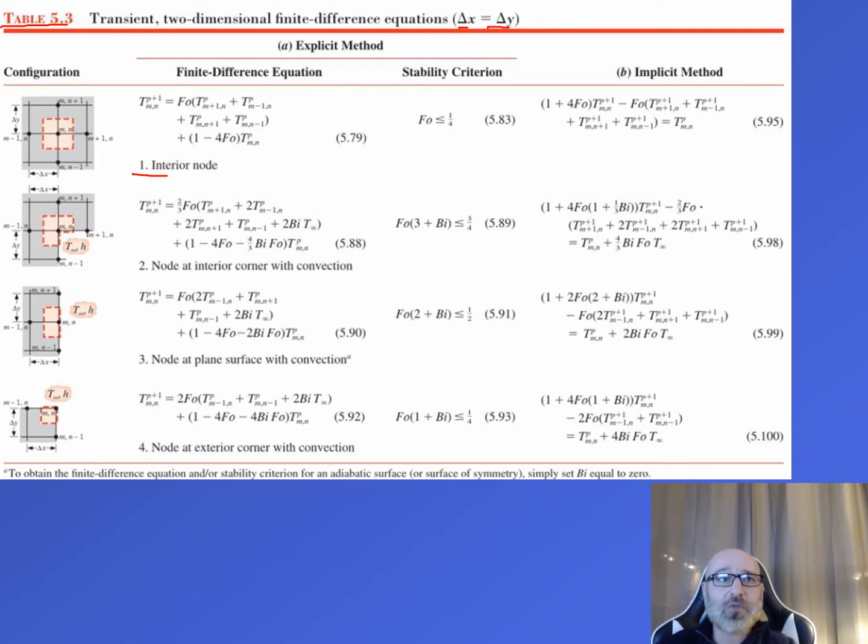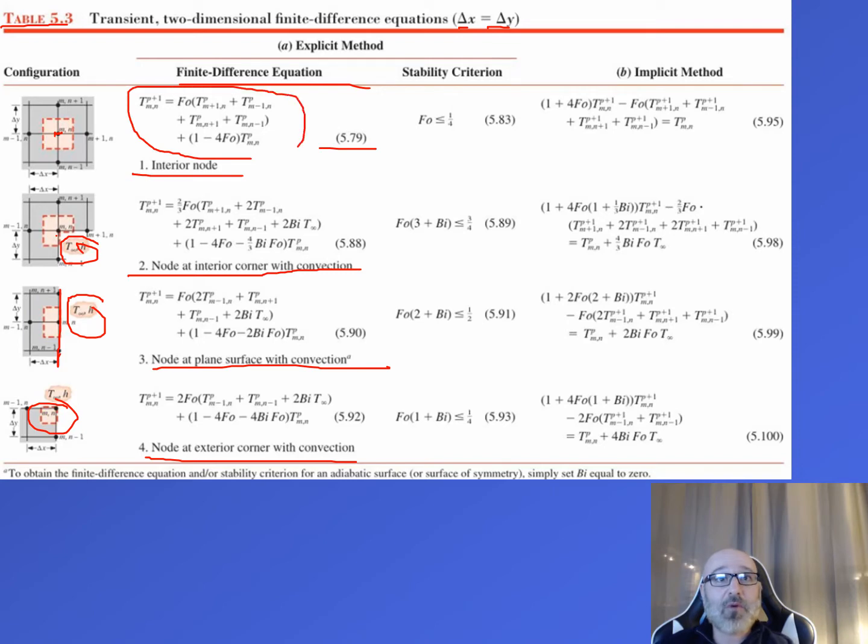So we have configuration 1 where we have that interior node, like we just looked at in our example. We also have now an interior corner node with convection. So we see this right here, and we can see our convection term right there. And in the third case here, we have a node at a planar surface with convection. So there's our planar surface, there's convection right there. And last, for 4, right here, we have a node at an external corner with convection. So we can see associated with each of these, we have a finite difference equation. So for the interior node, we have this equation here, 5.79.